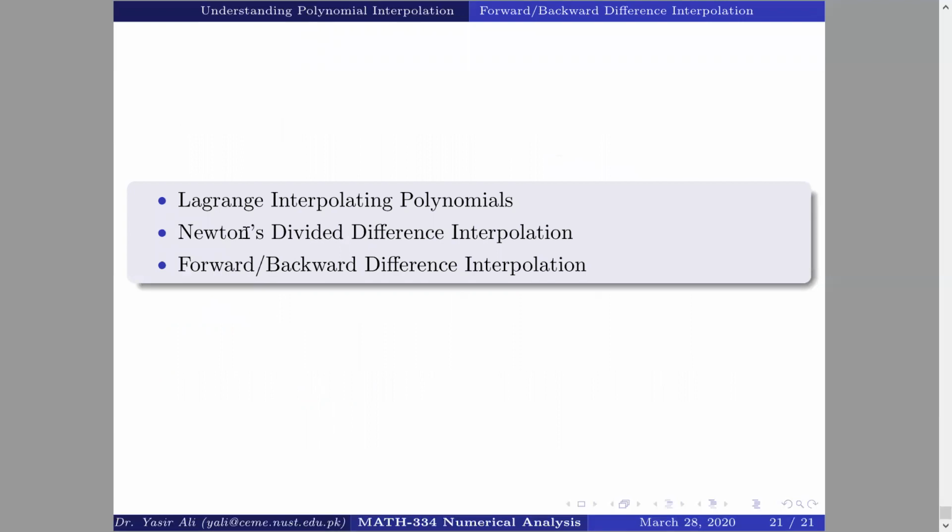The methods which we will discuss in our next video are the Lagrange interpolating polynomials, Newton divided difference interpolation, and forward and backward difference interpolation.